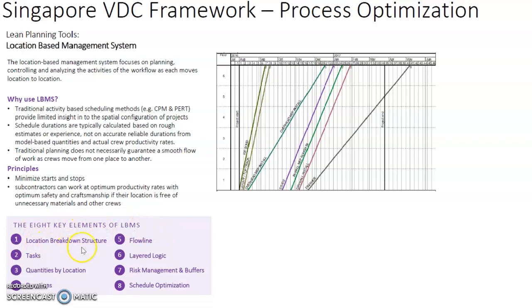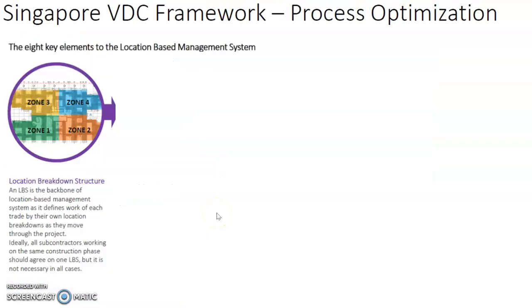There is the location breakdown structure, the tasks, the quantities by location, the durations, the flow lines, the layered logic, the risk management and buffers, and the schedule optimization. We'll be looking into all these 8 key elements in a bit more detail in the next few slides. Let's look at the first element, the location breakdown structure.